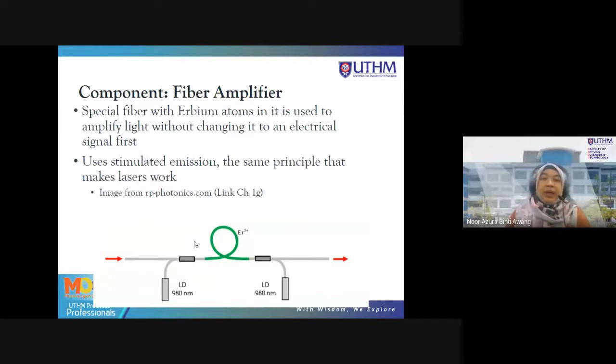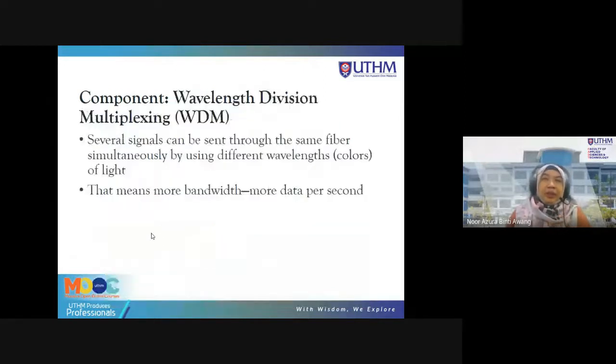So this is the component that we need to know. This is just an introduction to fiber optics. We just inform you all regarding what the system is about: the history of fiber optics, how to fabricate the fiber optic, and what components are used inside to become one system for the fiber optic. So the first component is the amplifier.